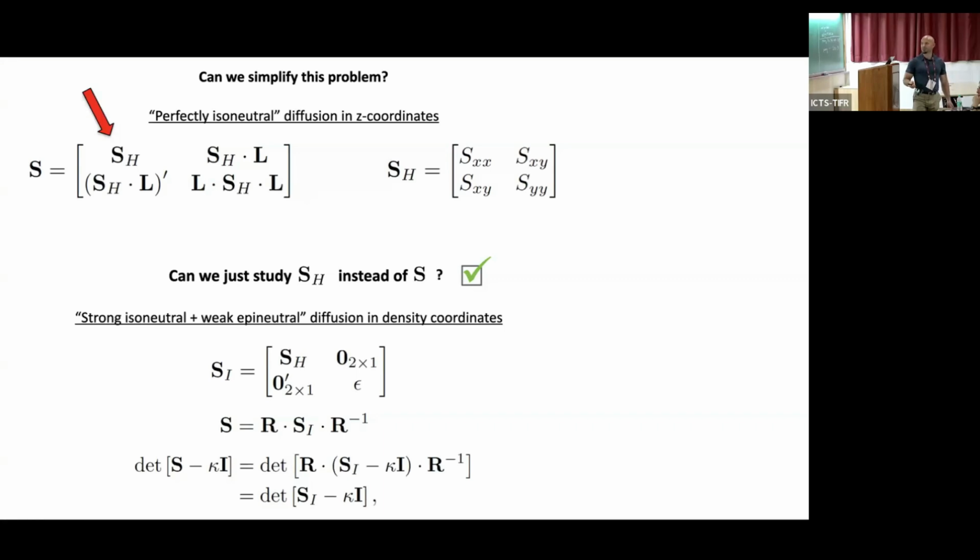And actually, a nice way to study symmetric tensors is by eigenvalues. And so we know by design that what we did with this tensor is a strong isoneutral diffusion and a weak epineutral, or cross density surface, diffusion. And so you can show pretty straightforwardly that you can look at the eigenvalues here, which is a lot easier, and it would give you the same eigenvalues as looking at this thing, S sub h. It's just a good idea to do that because now you can boil it down to 2 coefficients rather than 3.